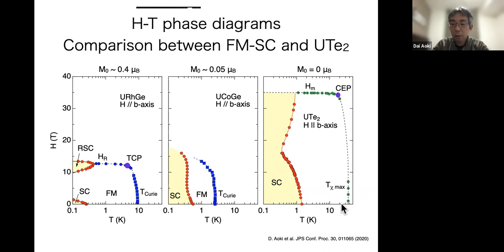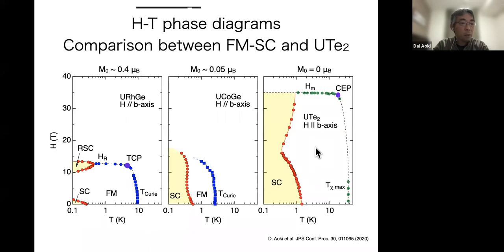This is not a transition. It's a kind of crossover detected by the susceptibility, and then it changes to a first order transition through the critical endpoint, and then changes to the HM. And this is the case for uranium ditelluride.